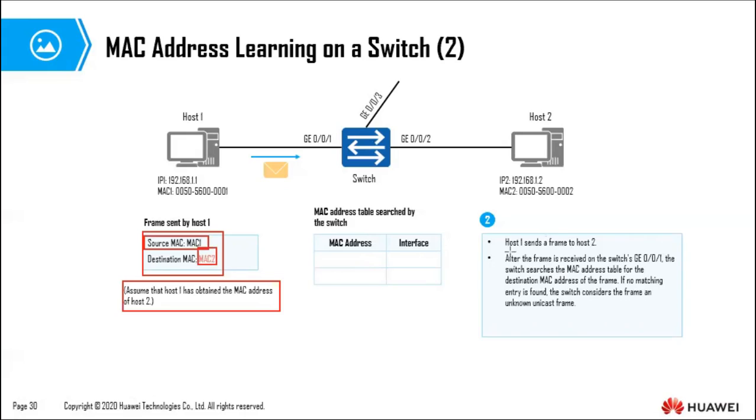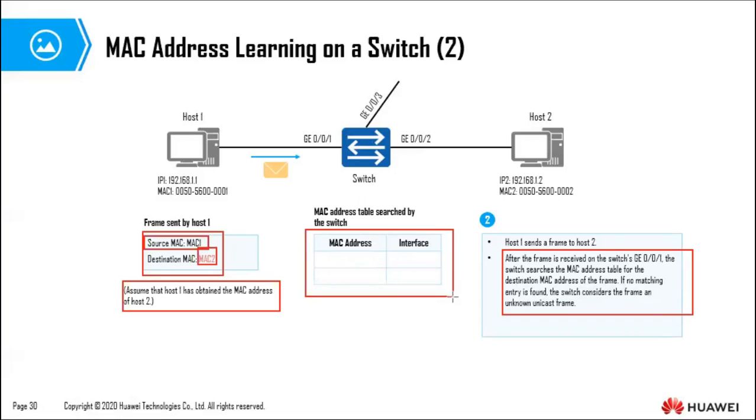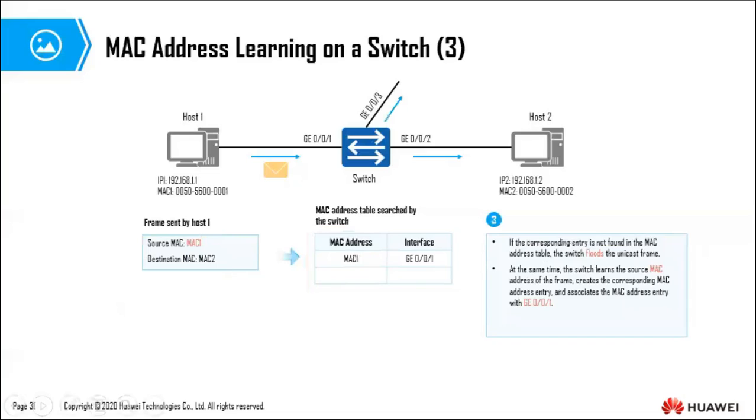Okay, so after the frame is received on the switch on G001, the switch searches the MAC address table for the destination MAC address of the frame. Will it find it? It's still empty, so nothing. So if no matching entry is found, the switch considers the frame an unknown unicast frame. It is an unknown unicast frame that is flooded. So that is what happens there. In the next step, what happens?